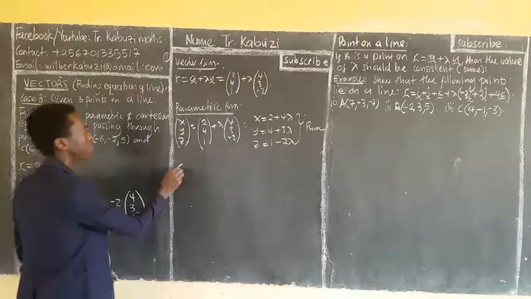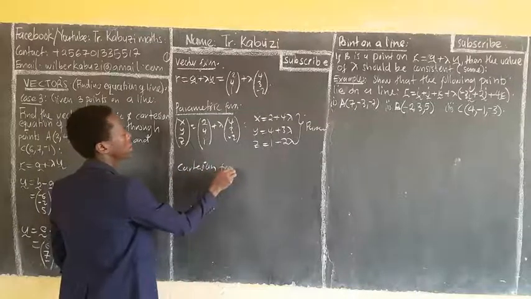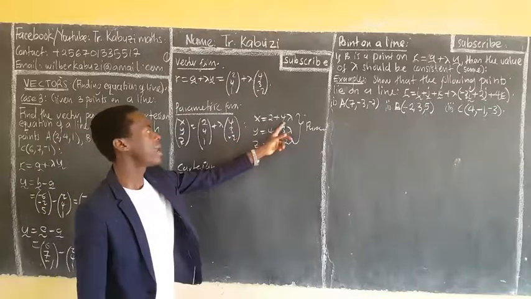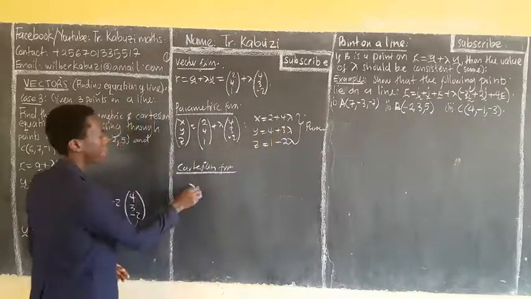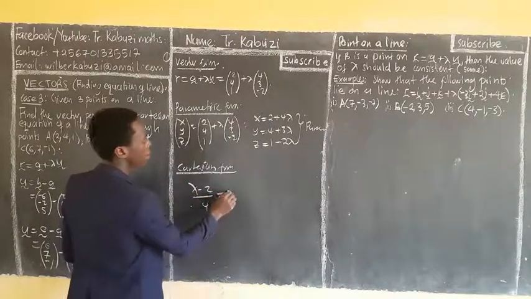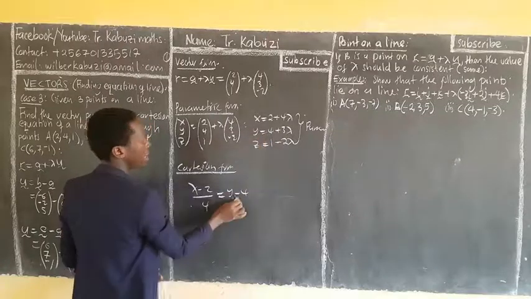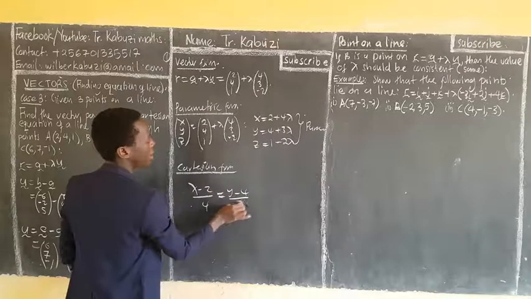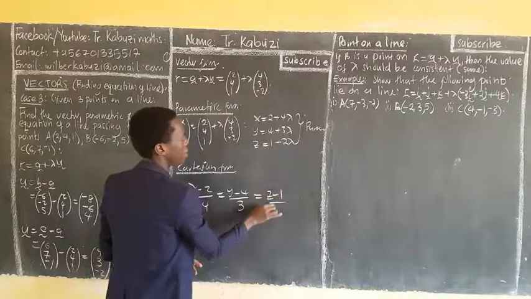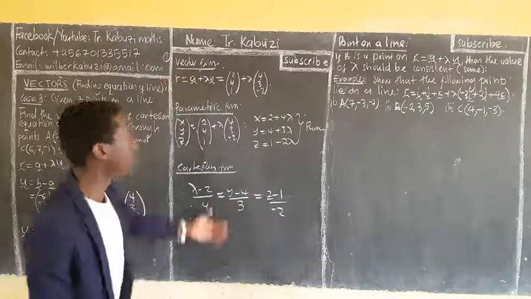Then when I come to the Cartesian form, from this you can get the Cartesian. You take each and divide by the coefficient of lambda, so it will be x minus 2 over 4, equaling y minus 4 over 3, equaling z minus 1 over negative 2, and that's the Cartesian form. So those are the three forms.